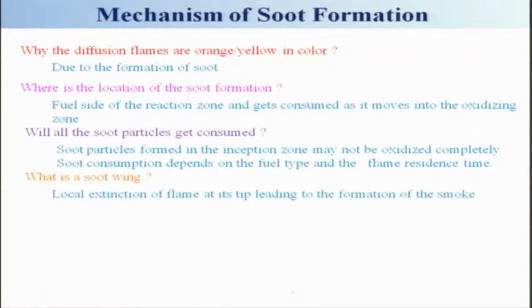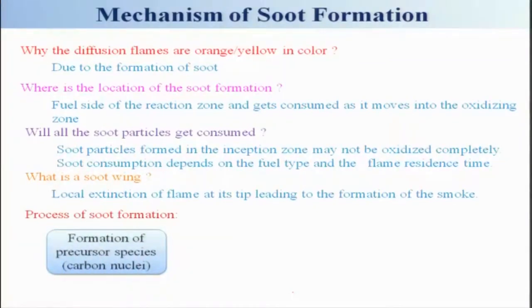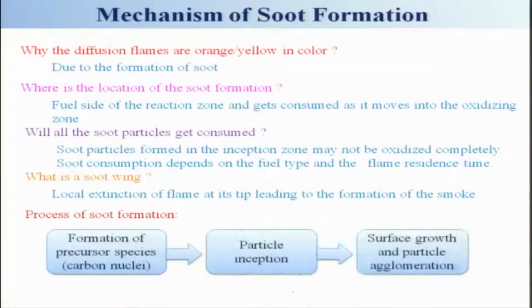And what is the soot wing? It is basically the local extinction of the flame at its tip leading to the formation of smoke. Keep in mind, when smoke is formed, that does not mean soot has not been formed in the jet diffusion flame. Soots are formed, but it is good enough to extinguish the flame locally, and then soot will go out. Then we will have to look at the process of soot formation. Basically formation of precursor species or carbon nuclei will be there, and then there will be particle inception, particles will be formed, and then there will be surface growth and particle agglomeration.